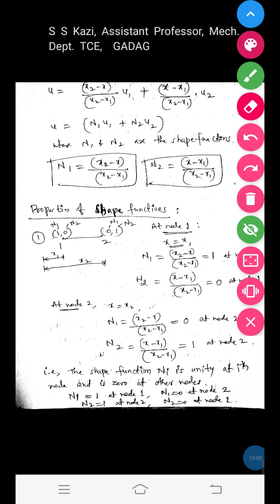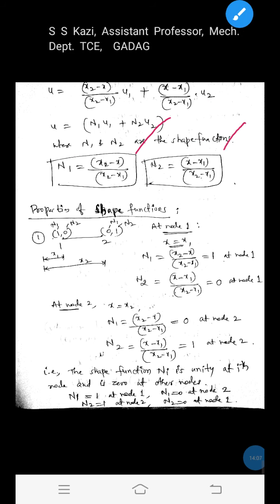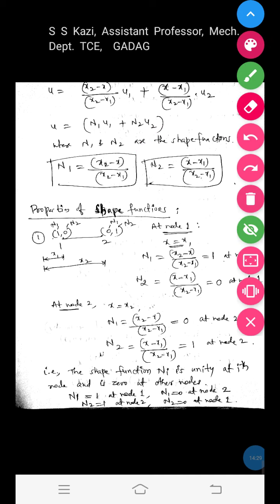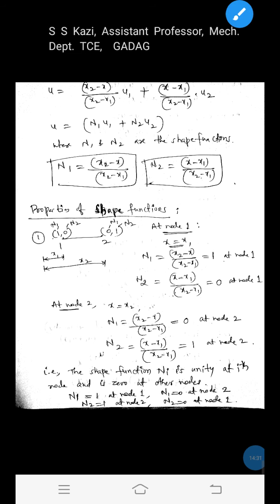These are the two shape functions which we have derived in global coordinates, that is in terms of x for the one dimensional linear element. This is one of the derivations which may be asked in the question paper to derive the shape functions in terms of global coordinates for one dimensional linear element. Then you should derive these shape functions n1 and n2 in terms of x. Now this is the one derivation we have covered.